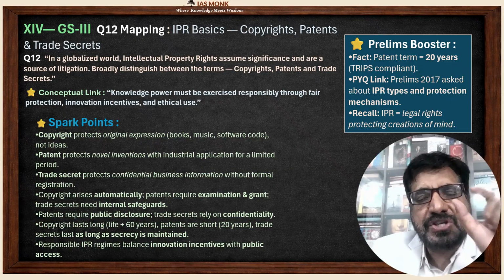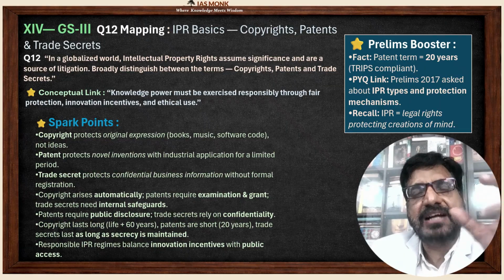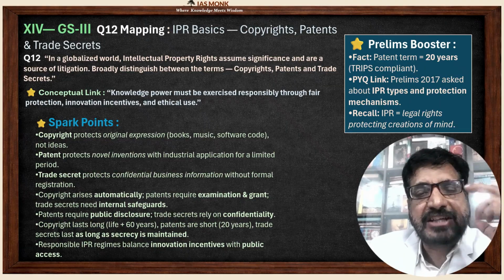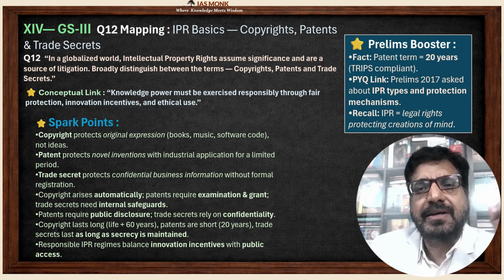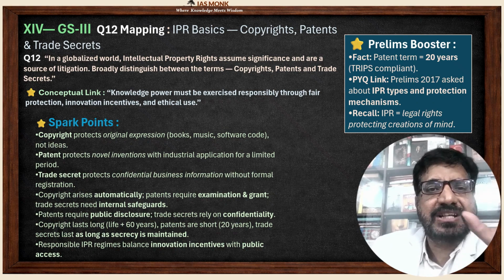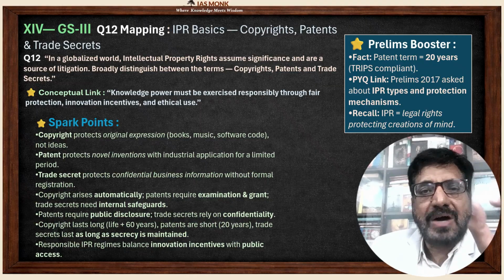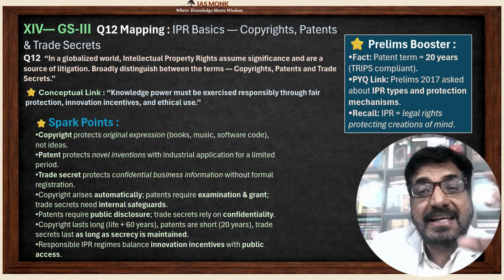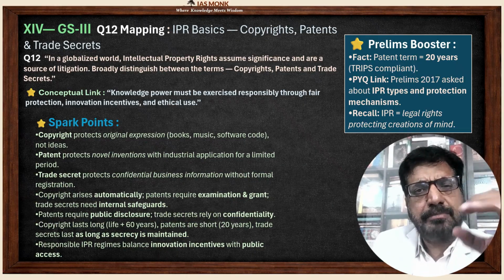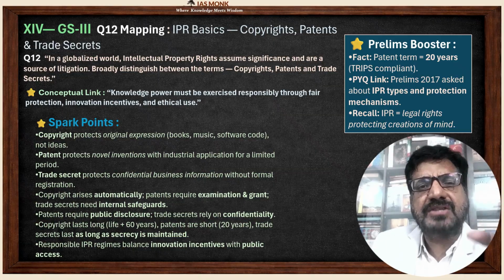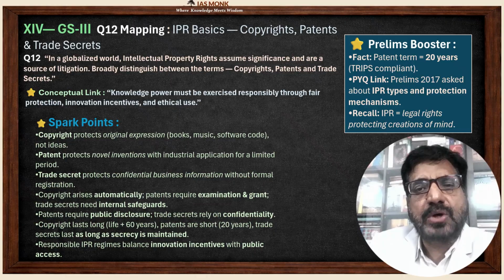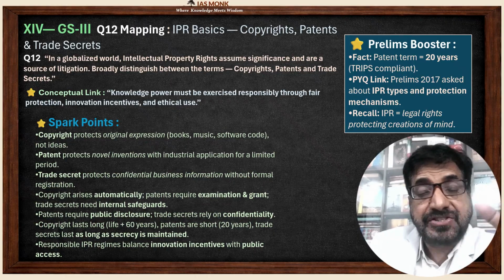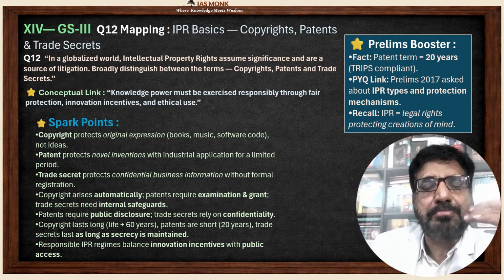Copyright protects original literary, artistic, musical, and software works. It safeguards expression, not ideas. Patents protect inventions that are novel, non-obvious, and industrially applicable. They require disclosure in exchange for a 20-year monopoly. Trade secrets, on the other hand, protect confidential business information such as formulas, algorithms, and manufacturing processes. Unlike patents, they do not require disclosure and can last indefinitely, provided secrecy is maintained.